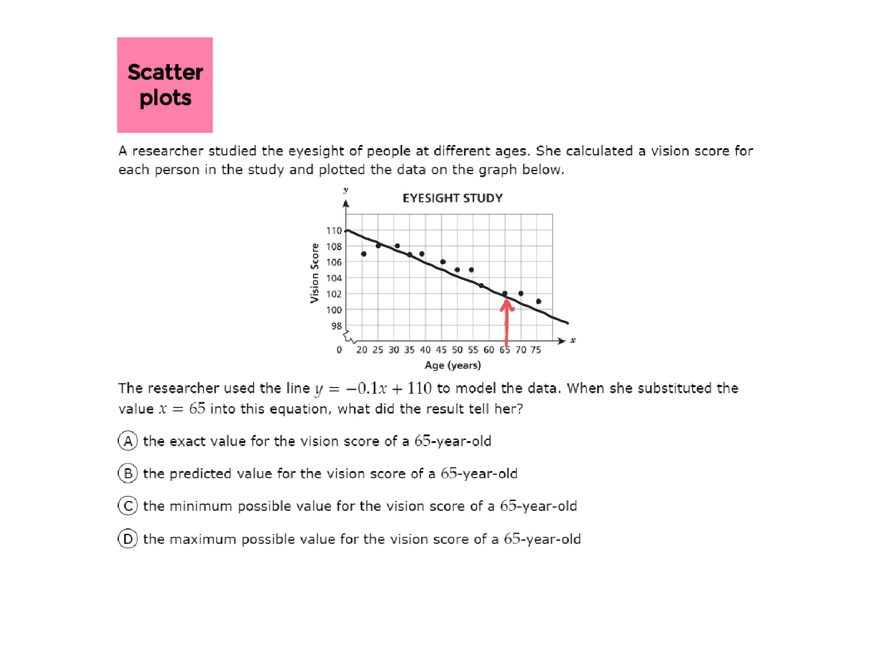That is going to tell her either the exact value or the predicted value. And since it is the equation she wrote, it is going to be telling her the predicted value. Remember, the exact values could be all over the place. We don't exactly know what a 65-year-old's eyesight will be, but we do know what we could predict it to be based on the equation.